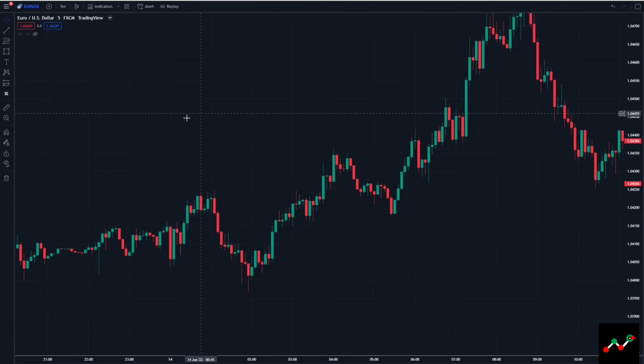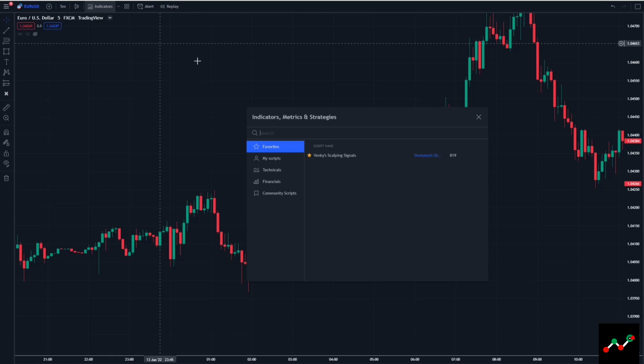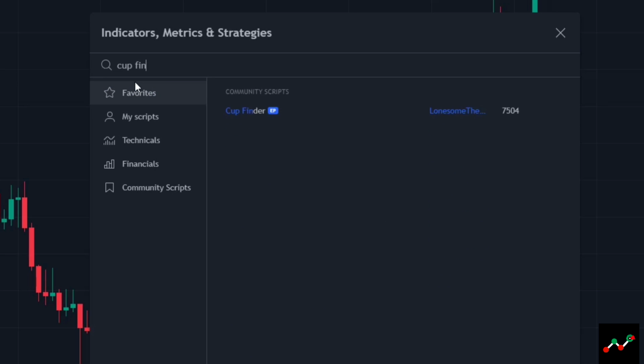Okay, as I've promised, I'm going to introduce the Cup Finder indicator. For applying this indicator, we go to the indicator section and search Cup Finder here. We apply this indicator to our charts.